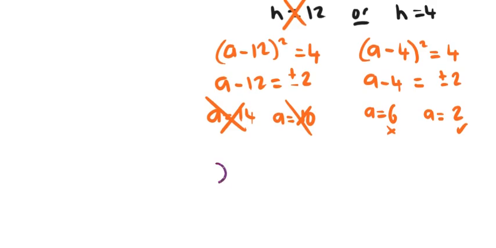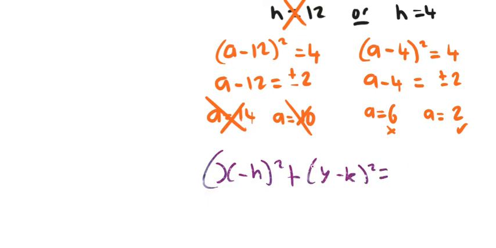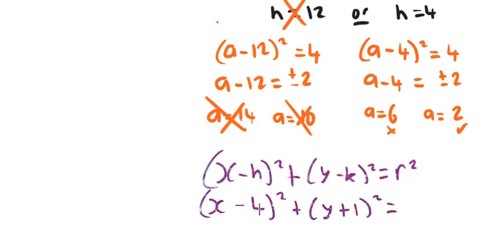I'll put it into the equation of the circle, so x minus h squared plus y minus k squared is equal to r squared. So we get x minus h, which we said has to be 4 now, plus y, it'll be minus 1, so that'll be plus 1, squared is equal to root 20 squared, which will be 20. So that's our final answer.